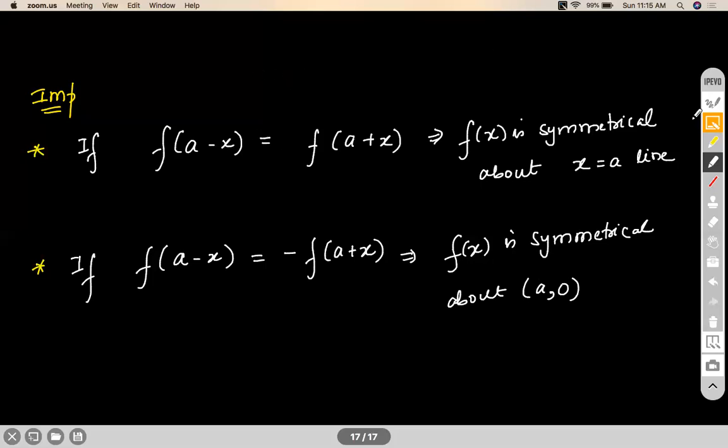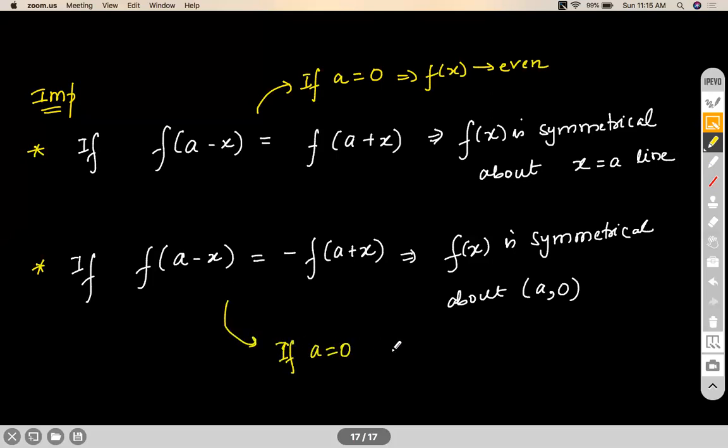If your a is 0, then f of x becomes an even function. Okay, here if your a is 0, then your f of x will become an odd function, because (a, 0) will become the origin in that case, and x equal to a will become the y axis in that case. Okay, but these are the properties in general that we need to know.